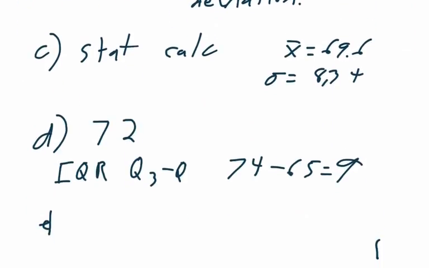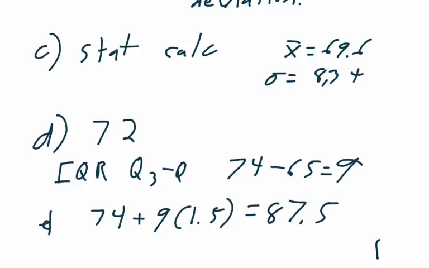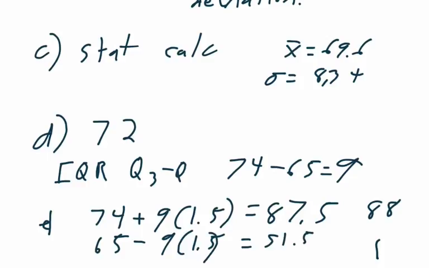So, I need to do 74 plus 9 times 1.5, which gives me 87.5, and so 88 is an outlier. And if I did 65 minus 9 times 1.5, that gives me an answer of 51.5, and the minimum was 53, so there are no outliers on that side, so 88 is the only outlier. And that's it for this video.